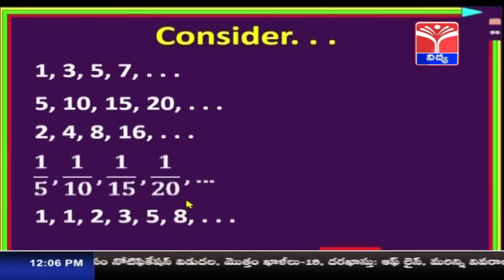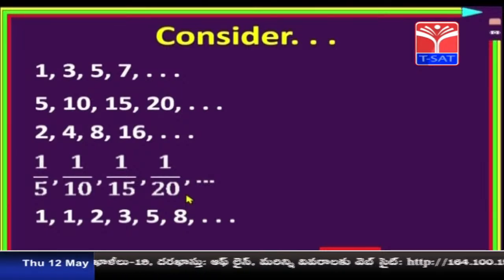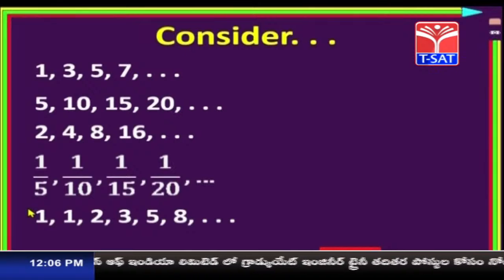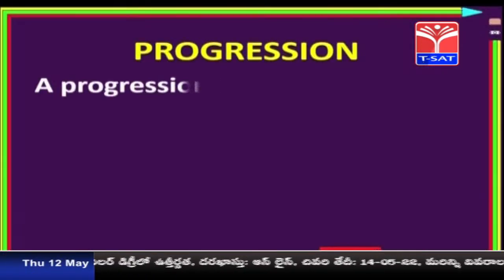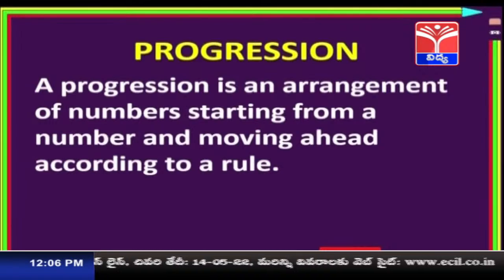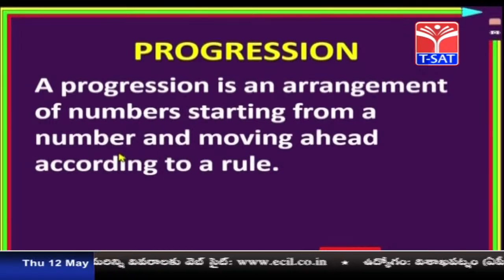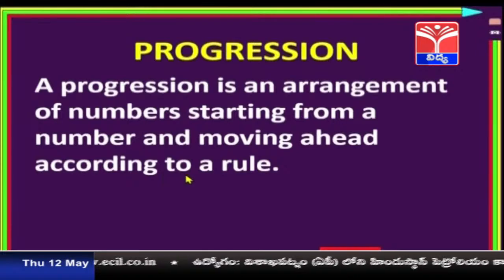So, like this we can see some different patterns in mathematics, which are arrangements of numbers that follow some rule. In these arrangements of numbers, some of the sequences start from a number and move ahead. These types of sequences are called progressions. So, let us learn what a progression is. A progression is an arrangement of numbers starting from a number and moving ahead according to a rule.